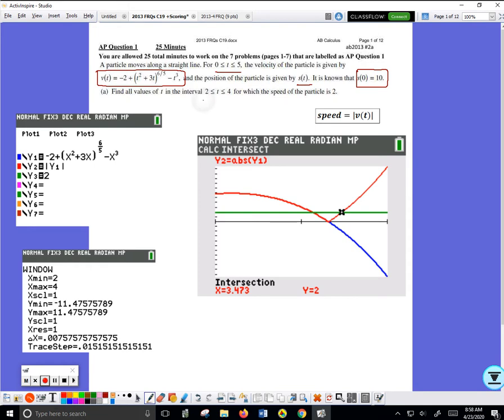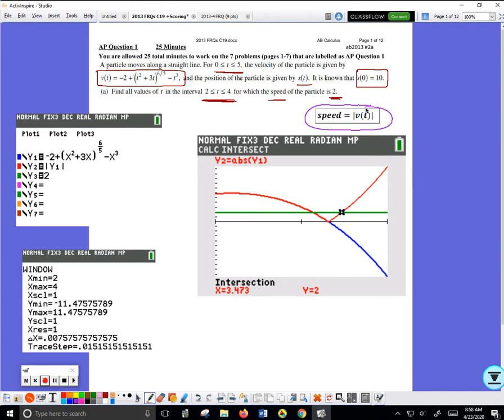This is, again, where reading slow is so critical. They change the interval on you. We're now only 2 to 4, whereas originally they said 0 to 5, for which the speed of the particle is 2. So first thing I do is remember from the golden notes that speed is equal to the absolute value of the velocity. So I want to find out when the speed is 2.